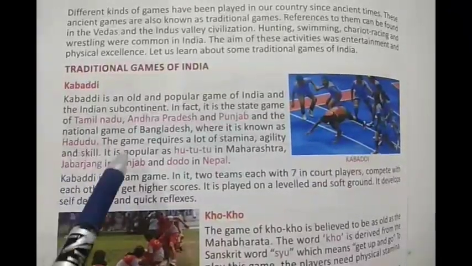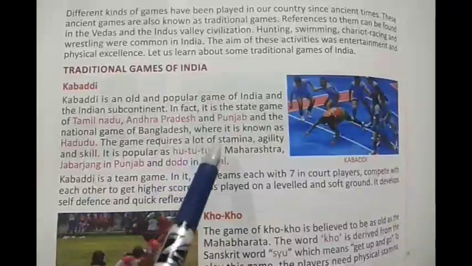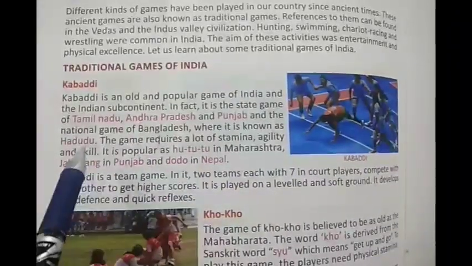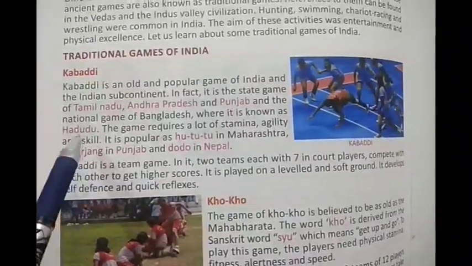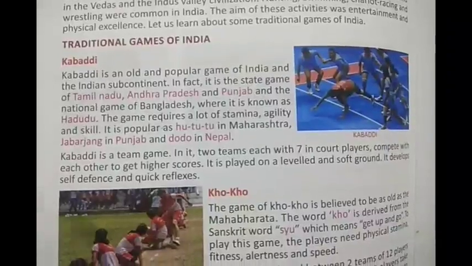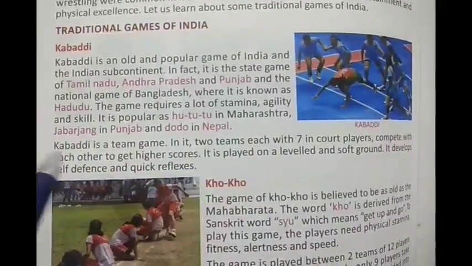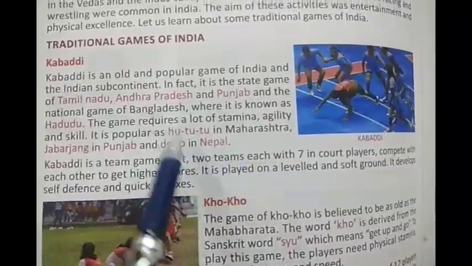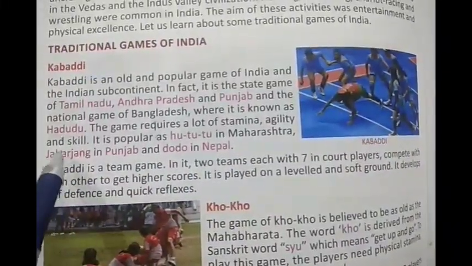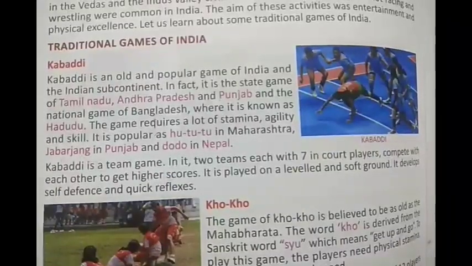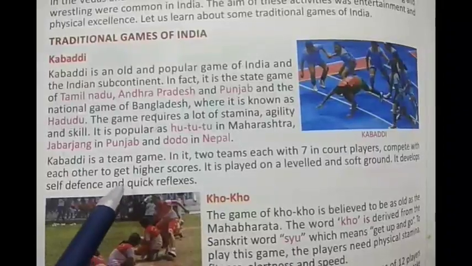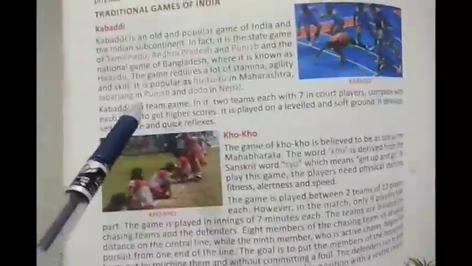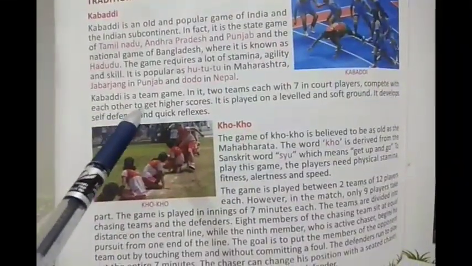And to play this game you require a lot of stamina, agility and skill. The body flexibility has to be there and the ability to do something well, that is the skill has to be there to play this game Kabaddi. You have to be very strong. It is very popular in Maharashtra as Hututu, in Punjab it's known by the word Jabarjang, and in Nepal it's known by the word Dodo. Okay, and in this paragraph you can see how this game is played, and I know that many of you know to play this game. Even in our school when we have sports, this game is played there.